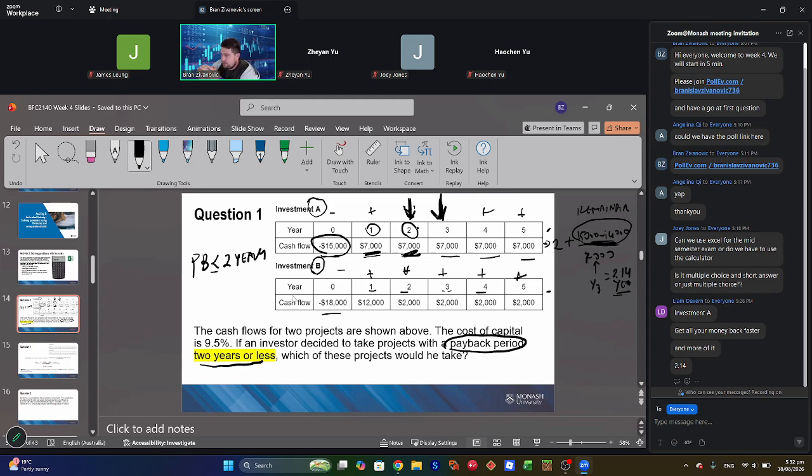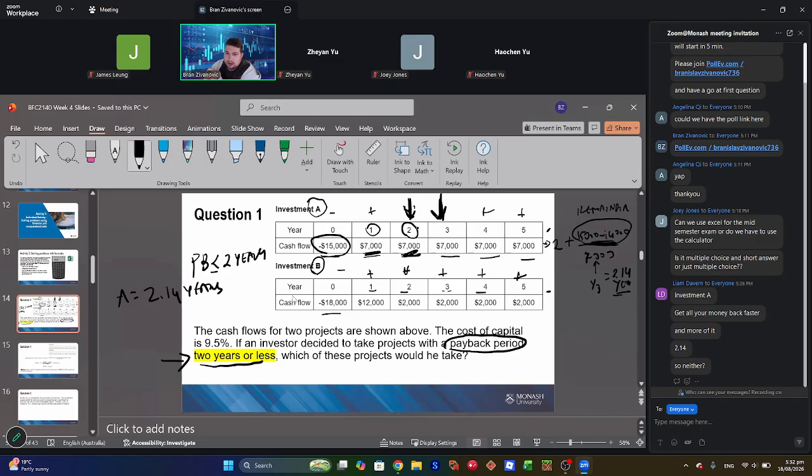Now, you said in the chat, and that's cool, investment A you would select. Well, hold on, let's pause there for a second. What is our cutoff period here? The cutoff period is 2 years, but option A takes us 2.14 years. So the question is, do you select something that takes you longer than you initially allowed? Yeah, neither, exactly. So option A we can discard. Let's have a look at option B quickly.